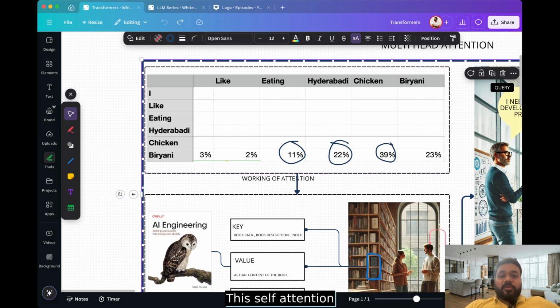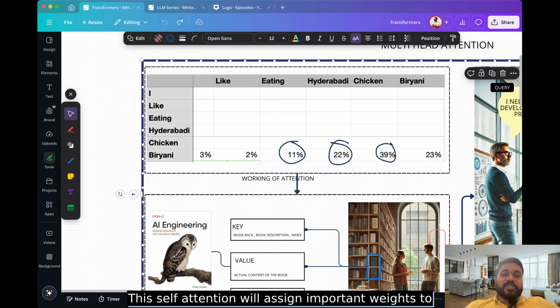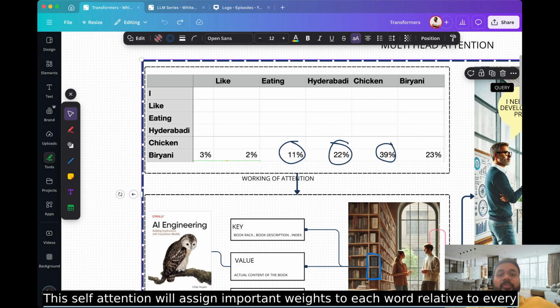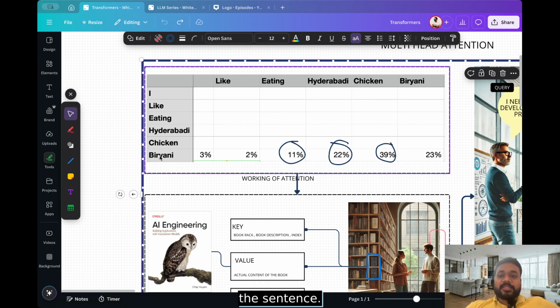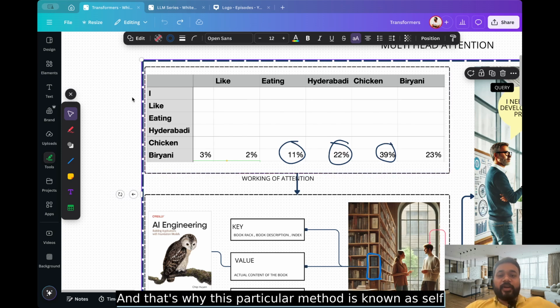This self-attention will assign important weights to each word relative to every other word in the sentence, something like shown in this table. Now, I've done it just for biryani because I'm a very lazy person, but you will have these kinds of relations or percentages assigned to each word attending to itself. And that's why this particular method is known as self-attention. And this is exactly how self-attention works.